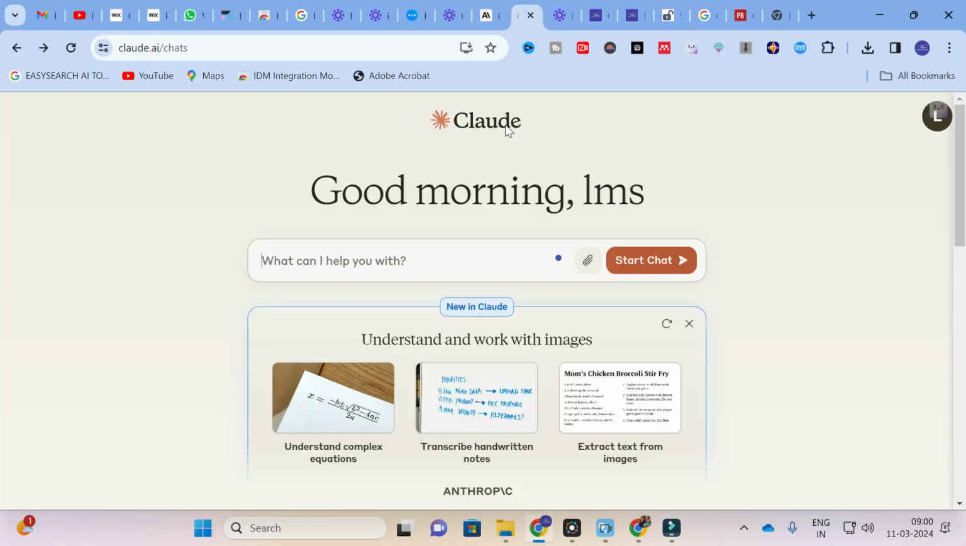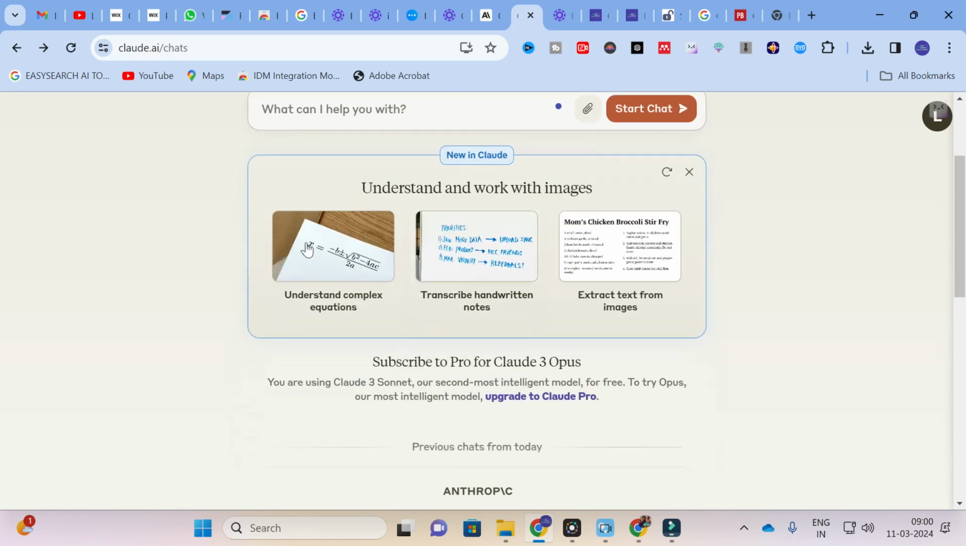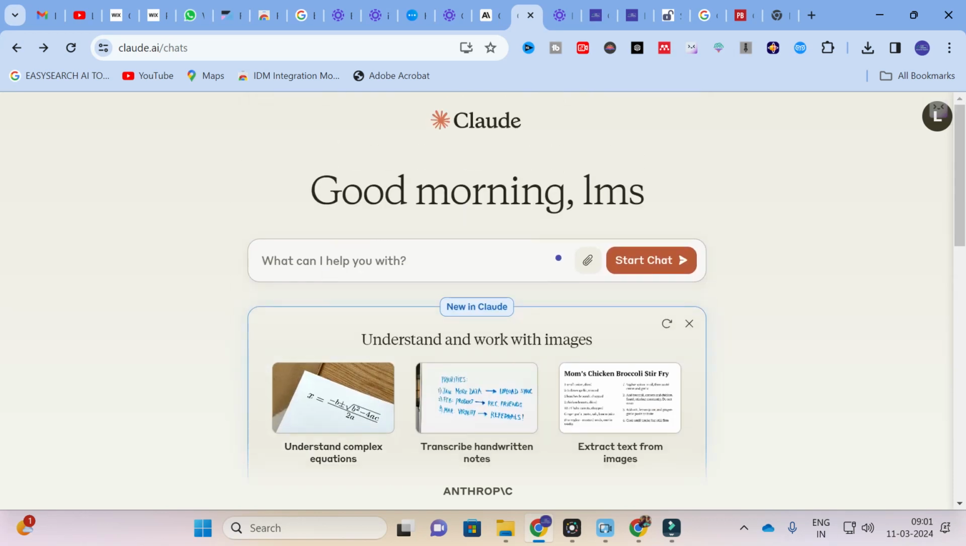Moving on to today's video, the AI tool we are going to discuss today is Claude. We have discussed the Claude 2 version, and this is the upgraded version, Claude 3. The important new features in Claude are that you can understand complex equations, transcribe handwritten notes, and extract text from images. These are the important options available in Claude 3. So first we will explore some equations.